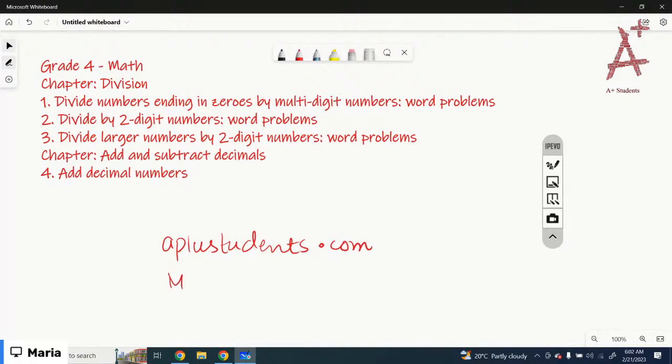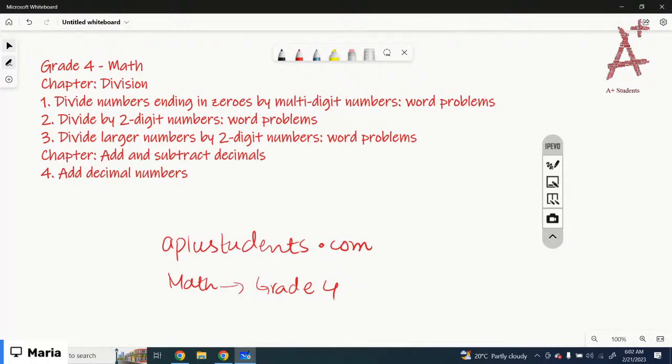Then you have to select math from the subject tab. Scroll down to grade 4 and then click on view all lessons. So there you can find a list of the chapters. We're going to start with the chapter division.